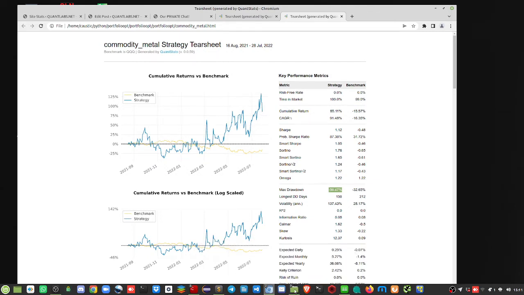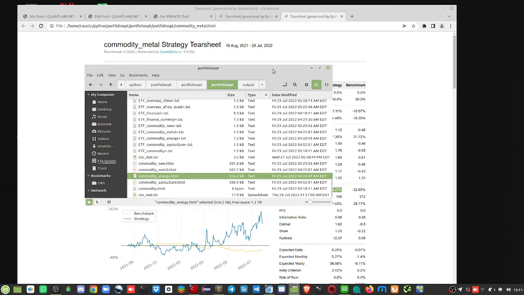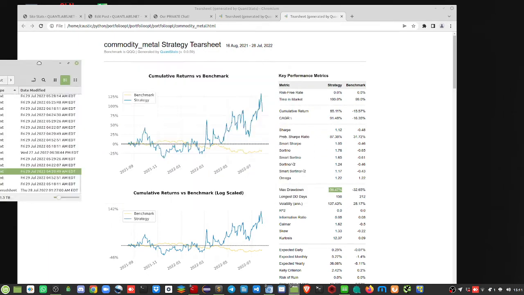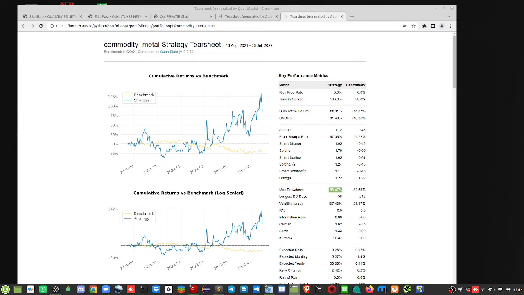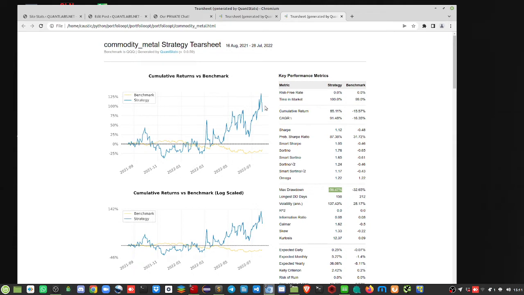So I'm just going to show you more commodities here. Remember, this is why I use Sharpe ratio. I don't use cumulative returns. They throw you off. Here, you can see our Sharpe is at 0.68. Our Sharpe here for metal is 1.12. So already you know you're getting double performance with the metal versus agriculture.